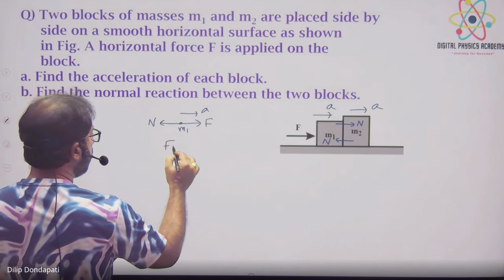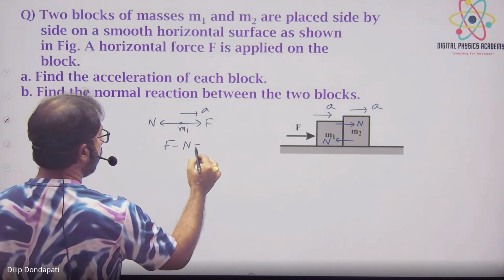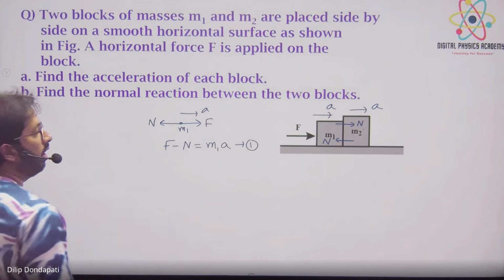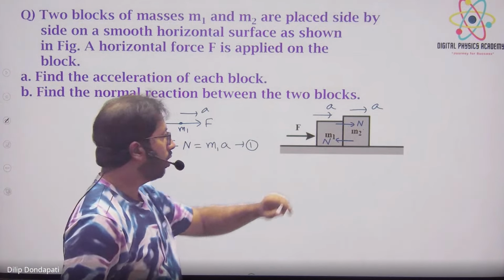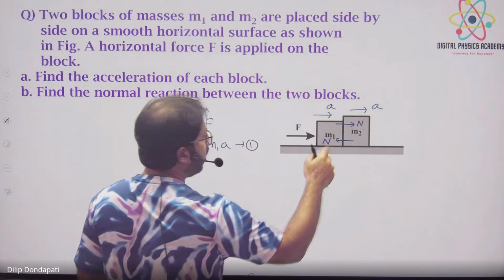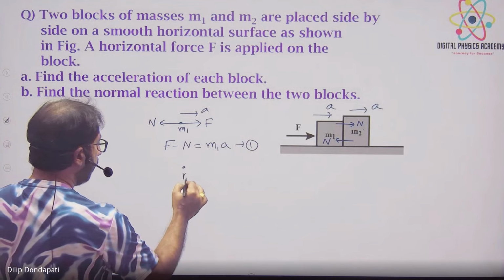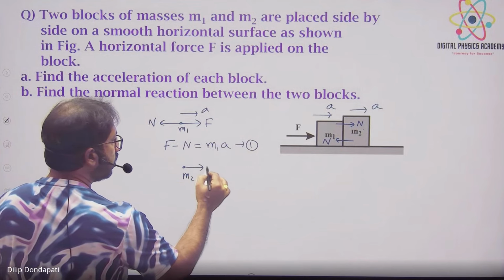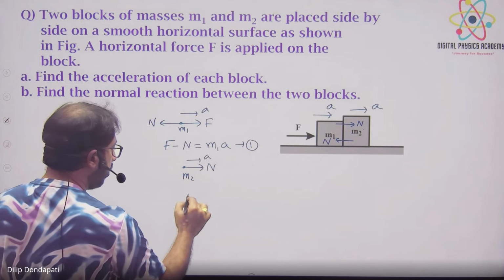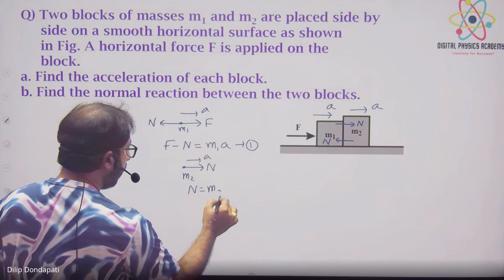So F minus n is equal to m1a. First equation. Now similarly, m2 का equation क्या आएगा? So m2 के ऊपर only one force is acting, n. So if I draw the free body diagram of m2, only one force is acting, n, and acceleration is a. So net force कौन सा है? n is equal to m2a.